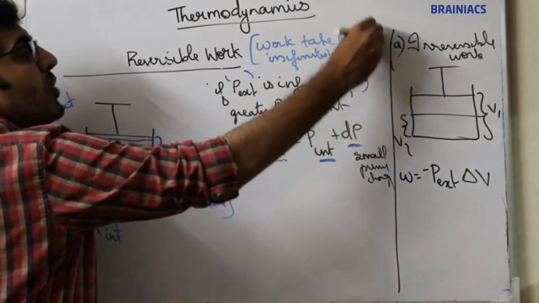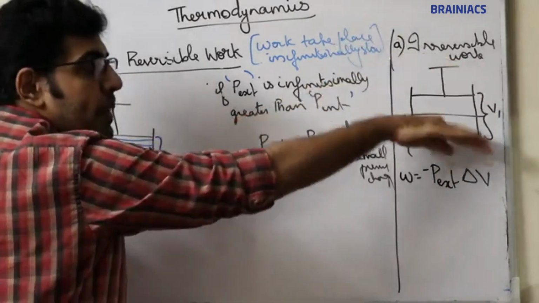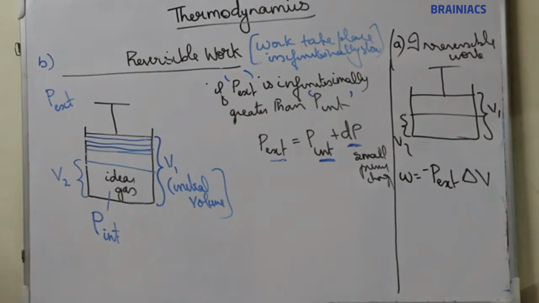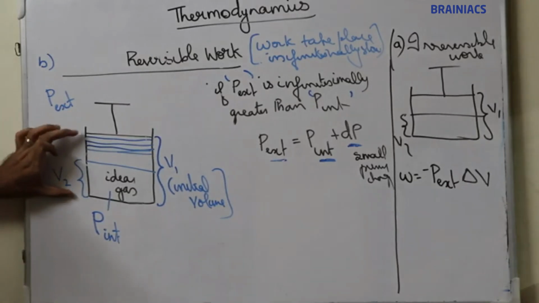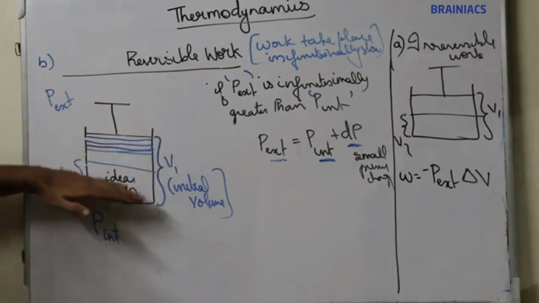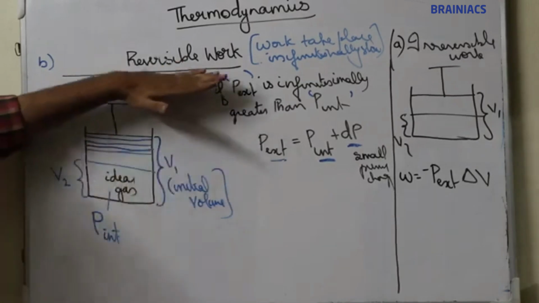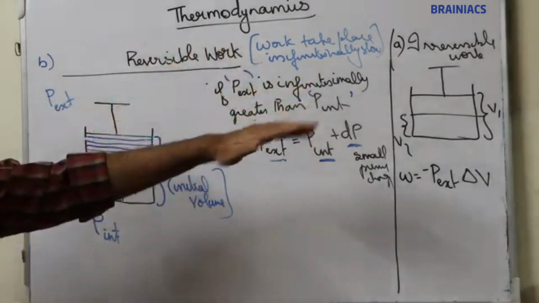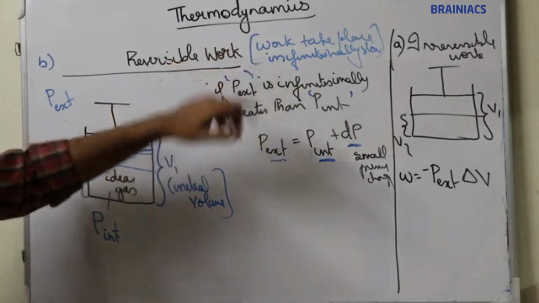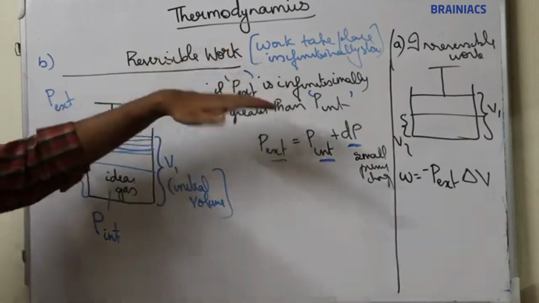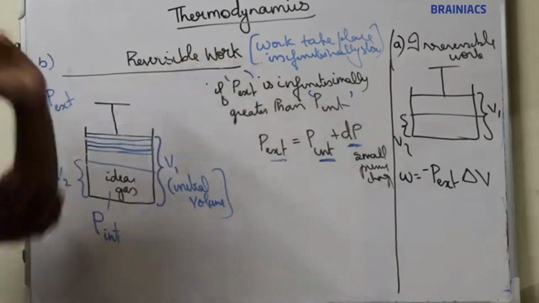An irreversible process takes place rapidly in a single step, but here it is not taking place rapidly. It is taking so many steps, and the piston moves from V1 to V2 by taking so many steps slowly. That's why this process is known as reversible work, which takes place infinitesimally slowly. Processes which take place very slowly are known as reversible.